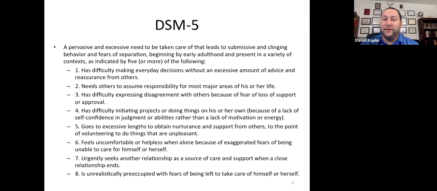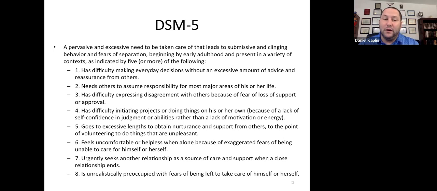Third, they have difficulty expressing disagreement with others because of fear of loss of support or approval. Fourth, they have difficulty starting or initiating projects or doing things on their own. Fifth, they go to extreme or excessive lengths to obtain nurturance or support from others, even doing things that they don't want to do or that are unpleasant.